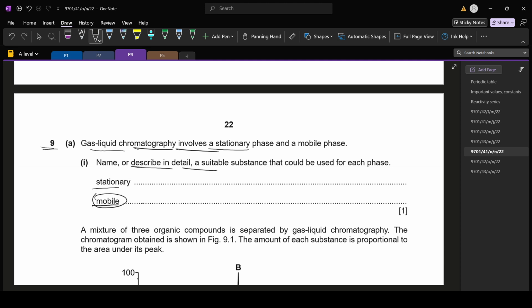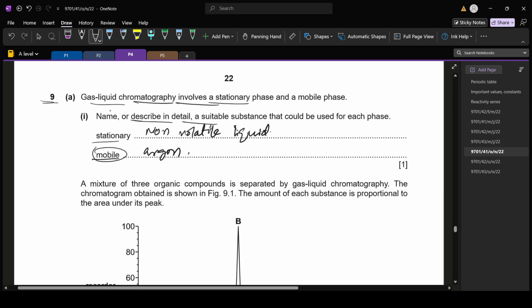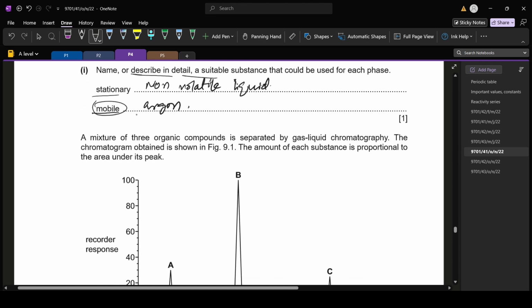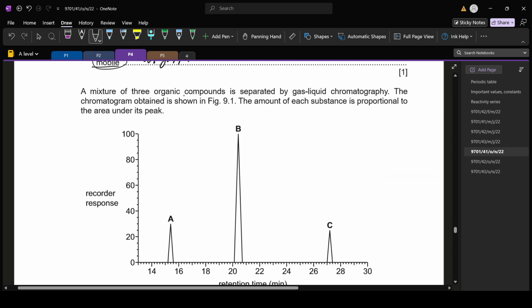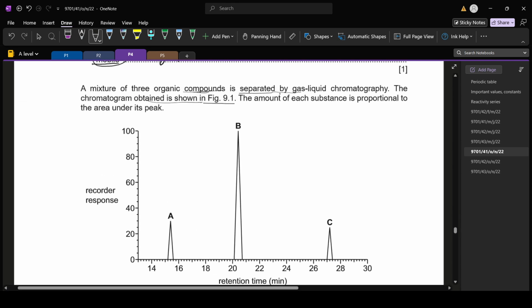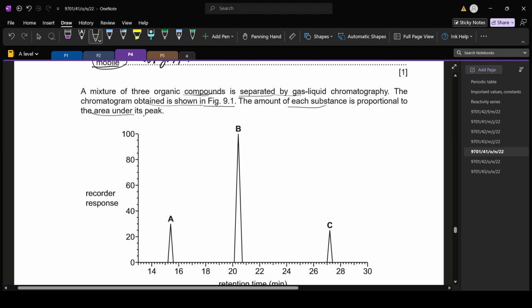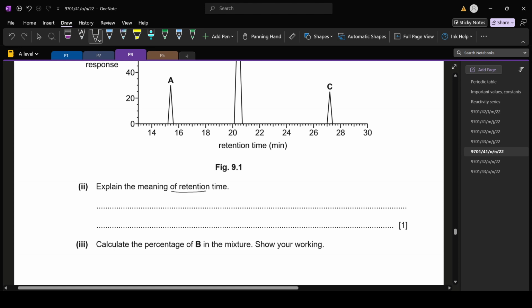So any inert gas, or you can write a named inert gas. Let's say I'm writing argon over here, and the stationary phase should be a non-volatile liquid. You have to remember the stationary and mobile phases for gas liquid chromatography, thin layer chromatography, and paper chromatography. A mixture of three organic compounds is separated by gas liquid chromatography. The chromatogram obtained is shown in figure 9.1. The amount of each substance is proportional to the area under the peak. Explain the meaning of retention time.